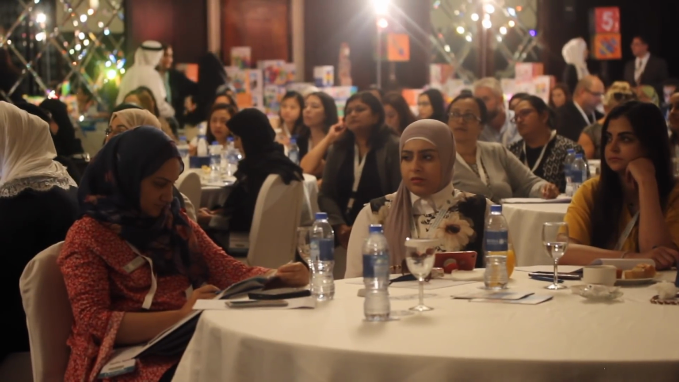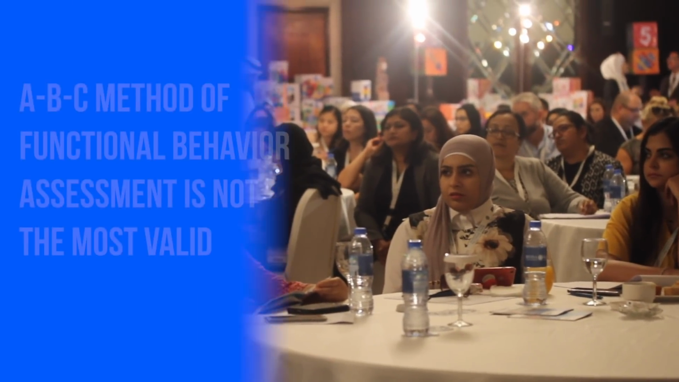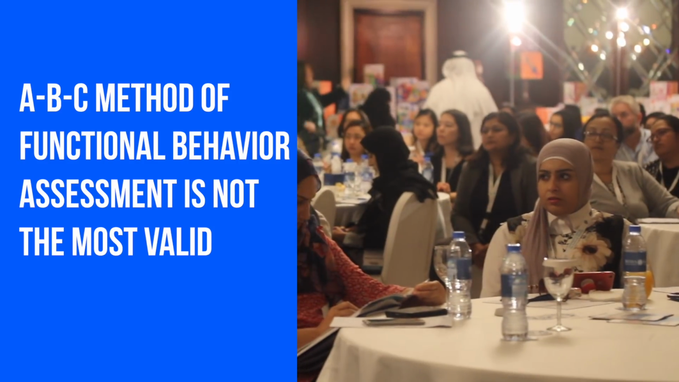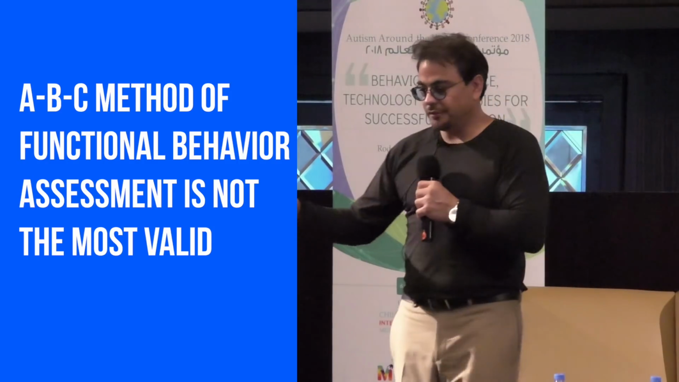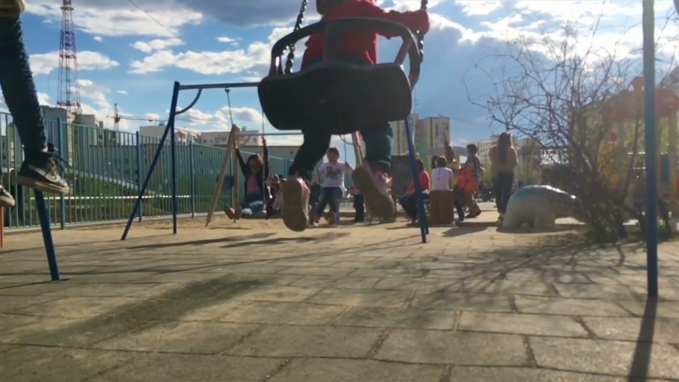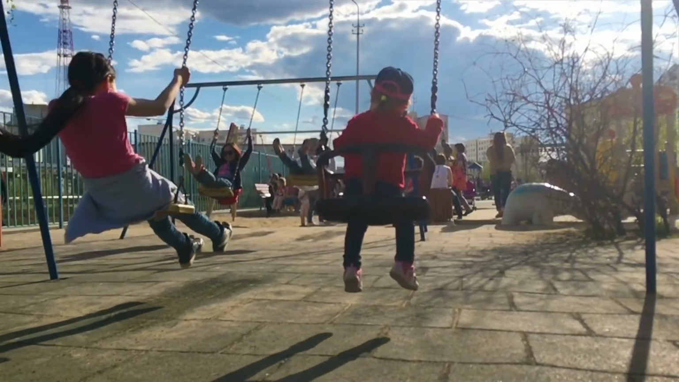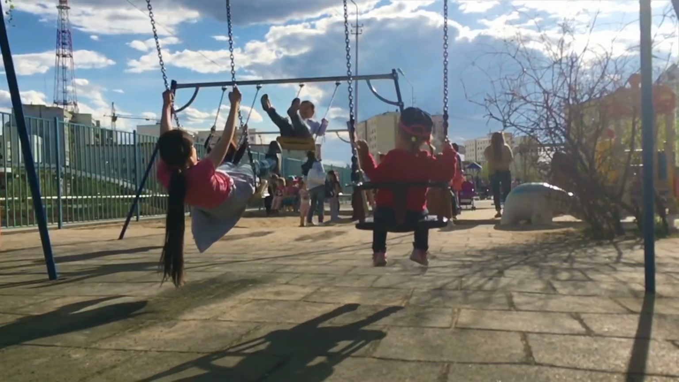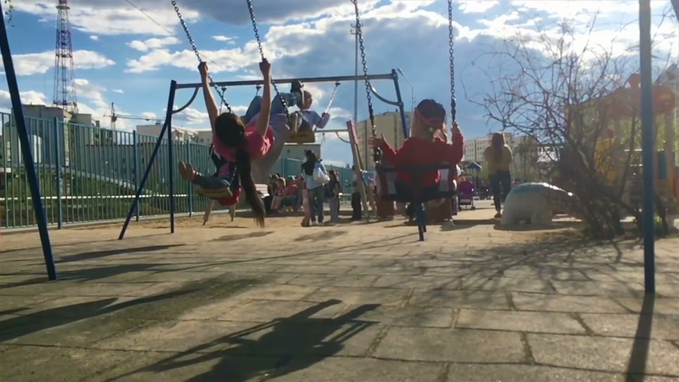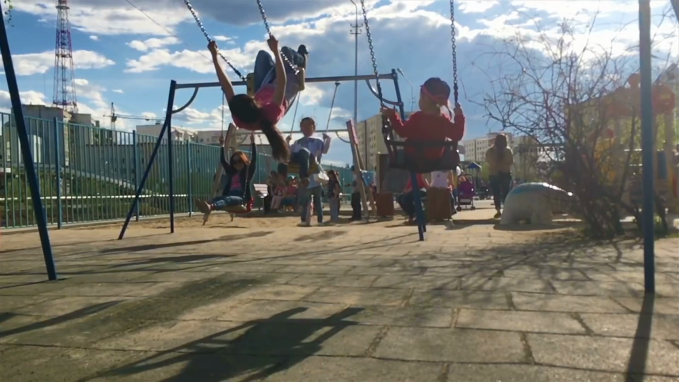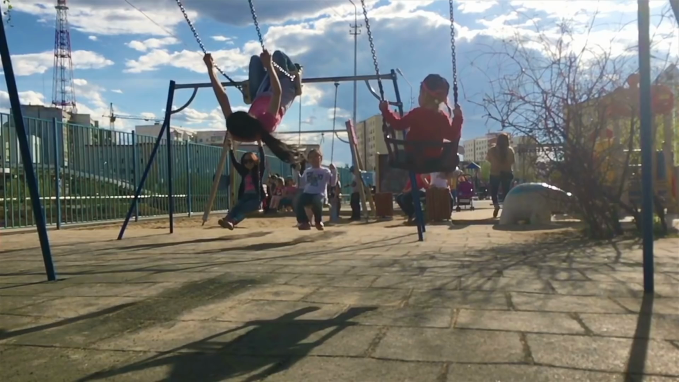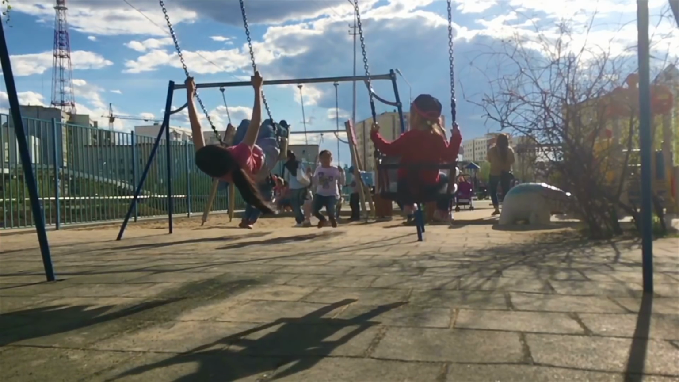If you just observe the ABCs, the antecedent, behavior, and consequence, it's correlational. All it means is that 80% of the time, the antecedent is that it's preceded by a demand, like the child was asked to write their name. 90% of the time, they escaped the demand. So we have an inference that it's for escape as a function. But that doesn't mean it is. That's just correlational.